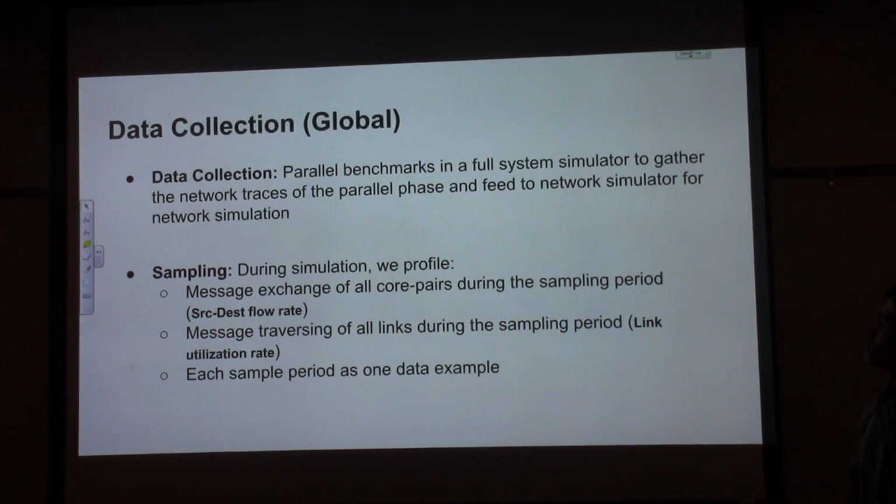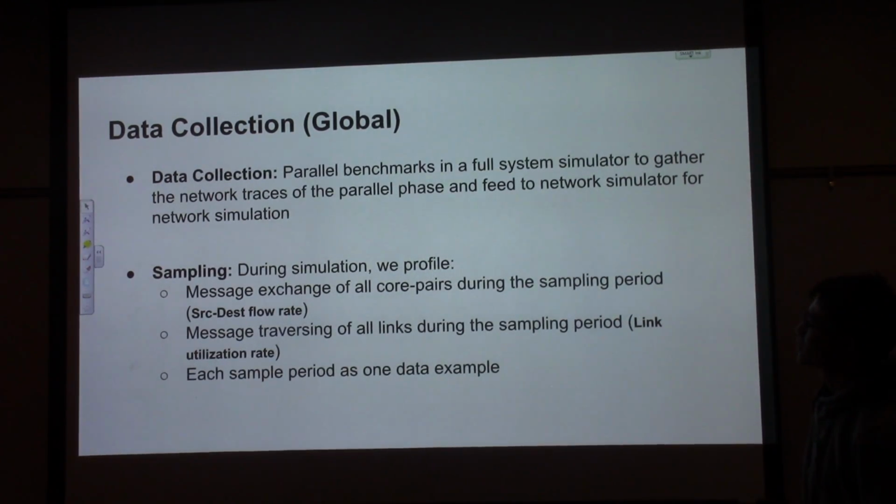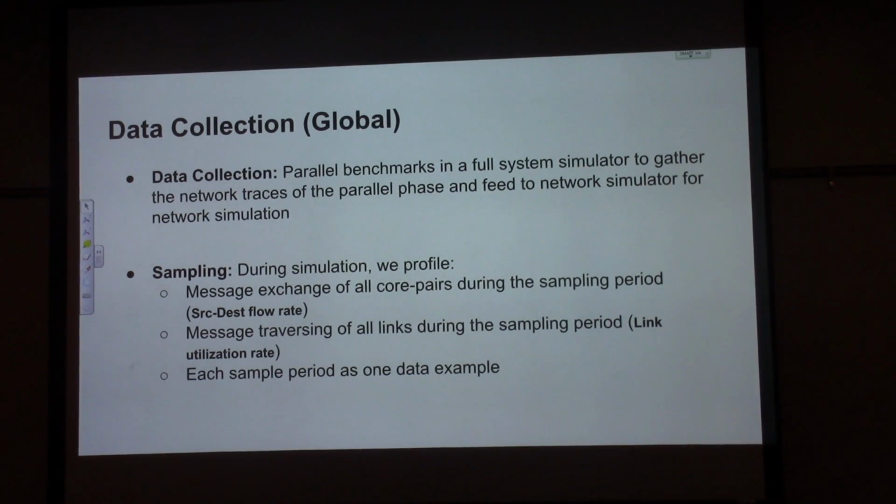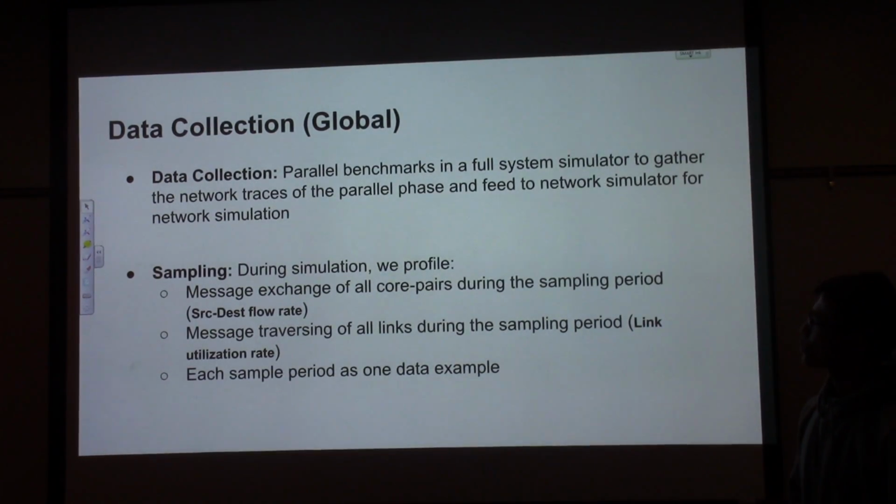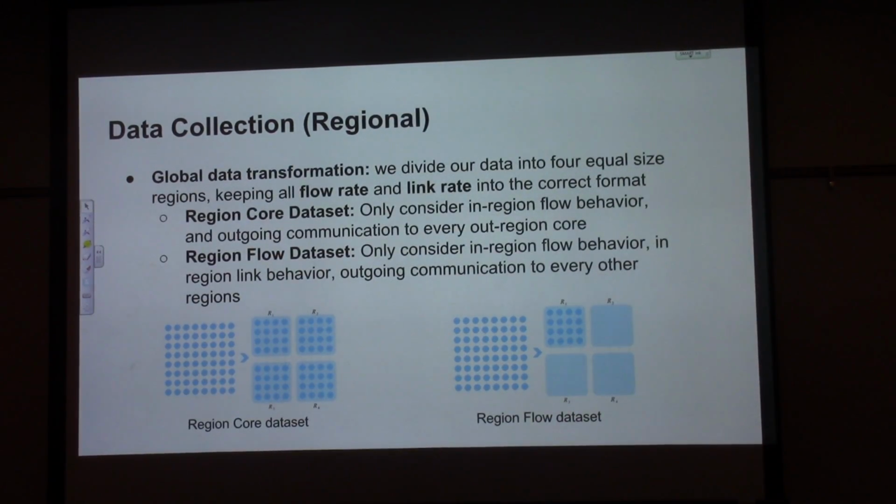So let's go to how we collect the data. We run parallel applications on the full system simulator to get the network traces, and then we feed the network traces into the network simulator. During the network simulation, we profile the source-destination flow rate and the link utilization rate across the program execution time, and we sample those rates given a sample period and generate the data examples.